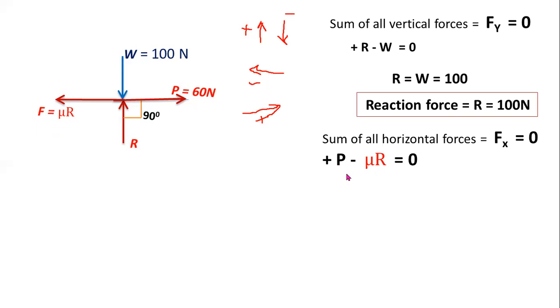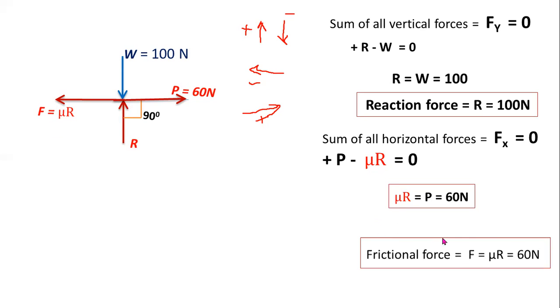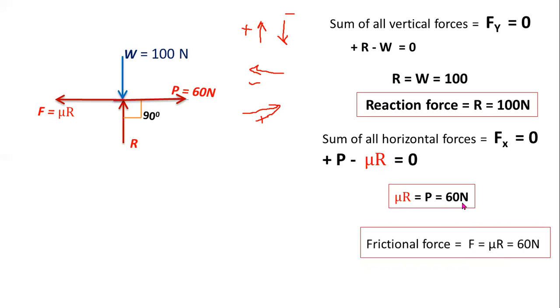Okay. Now P equal to mu R. Already we know the value of P. P equal to 60 newtons. So the value of mu R equal to 60 newtons. Here mu R equal to F, that is frictional force. Frictional force F equal to mu R equal to 60 newtons.